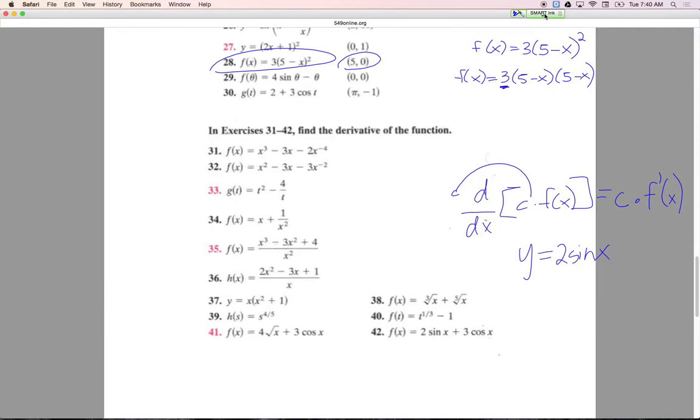Some of you are like, well, it's a product. Yeah, but it's a special product. It's a constant times a function. It's not a function times a function, really. Well, it is, because a constant is a function, but a constant's a special function where it has no variable in it. So if you have something with no variable in it times a function, you can just cheat it and say, I don't need product rule for that. It's just going to be 2 times the derivative of sine x, which is just what? Cosine x. That's how you did those on the quiz yesterday.